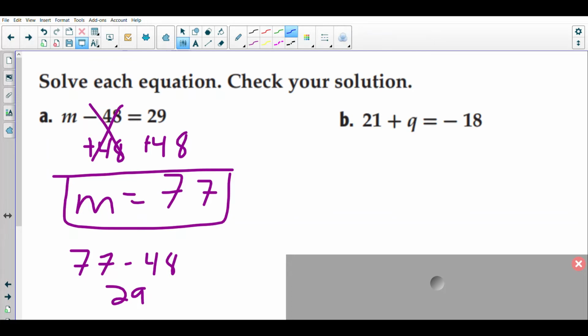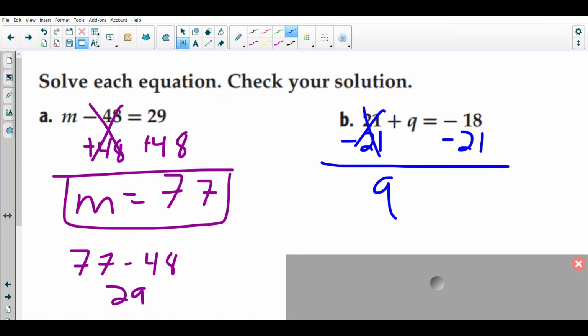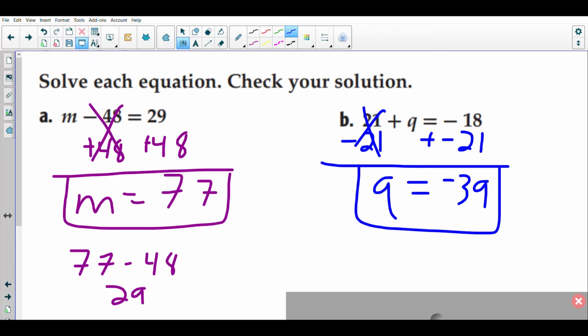So to undo a positive 21, I need to subtract 21. And what I do to one side, I do to the other. So I subtract 21. Then I have q left on this side because 21 minus 21 is 0, cancels out, is equal to... Now, this is a double negative. So essentially, it's negative 18 plus a negative 21, so that gives me negative 39. So there's my answer.